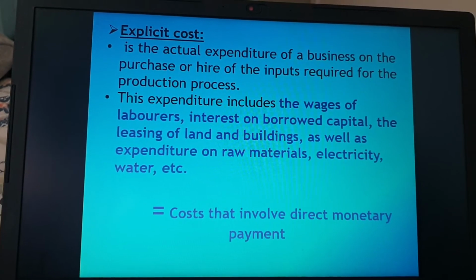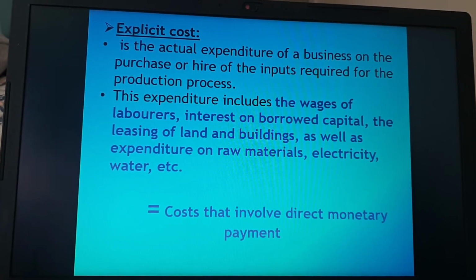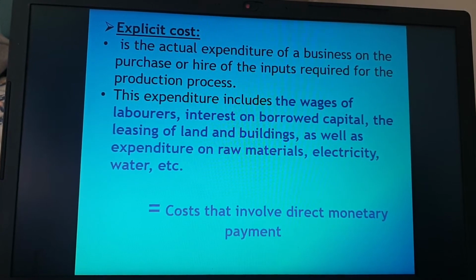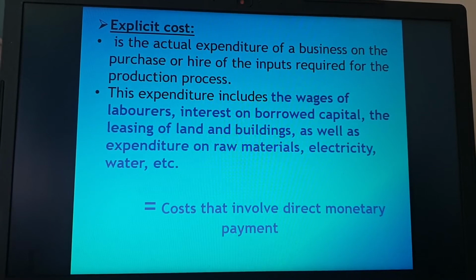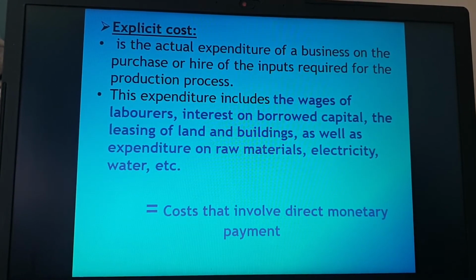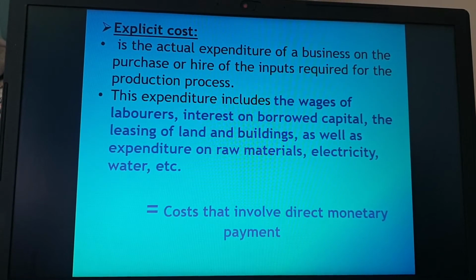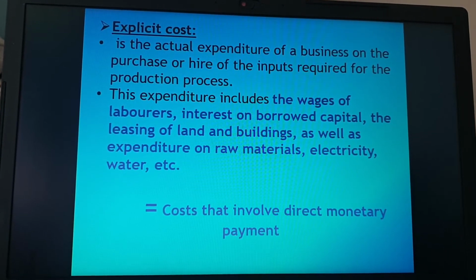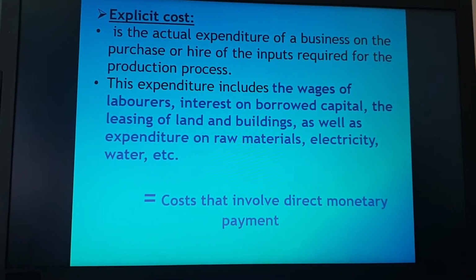Explicit cost is the actual expenditure of a business on the purchase or hire of the inputs required for the production process. This expenditure includes the wages of laborers, interest on borrowed capital, the leasing of land and buildings, as well as expenditure on the raw materials, electricity, water, etc. So that equals costs that involve direct monetary payment. Monetary means money.